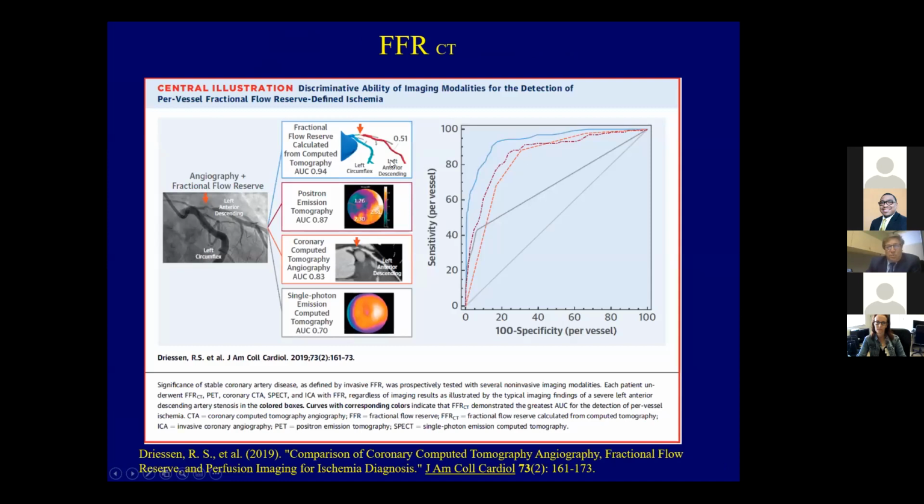So again, when you look at the gold standard, which is invasive angiography with FFR, and compare it to fractional flow reserve CT, and also look at PET, regular CT, and PET CT, the sensitivity and specificity of the FFR CT is the closest thing to the invasive gold standard.